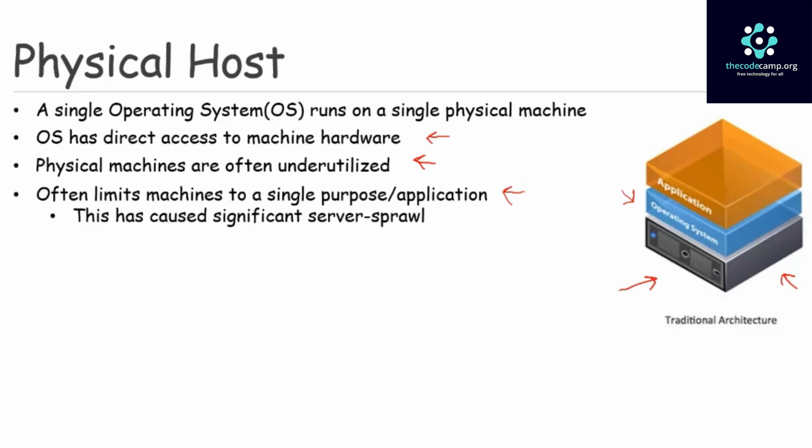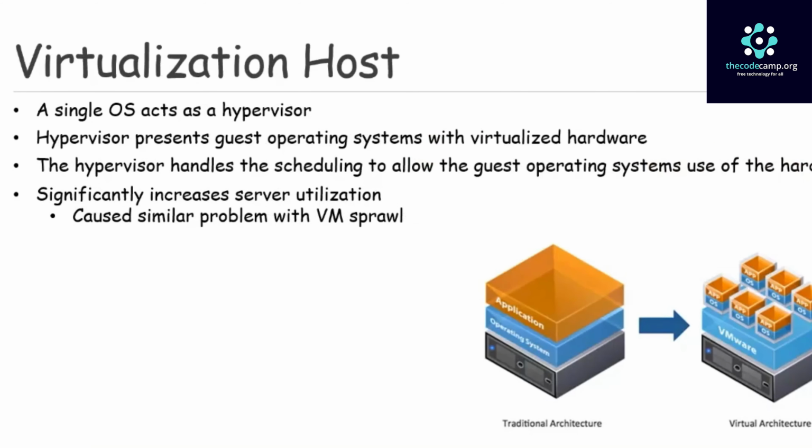Now, step onto the stage, virtualization. So with virtualization, you still have a single operating system that runs on your hardware, but this operating system acts as a hypervisor. Now, what does a hypervisor do? A hypervisor will present virtual hardware to a guest operating system.